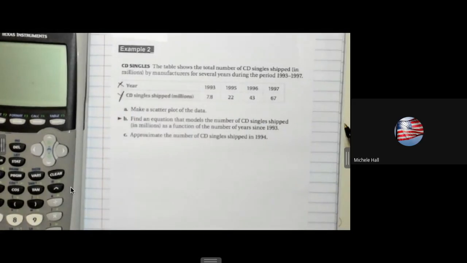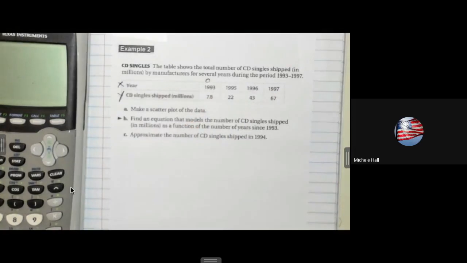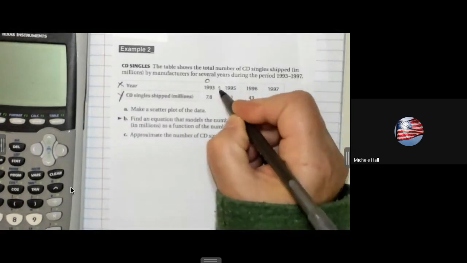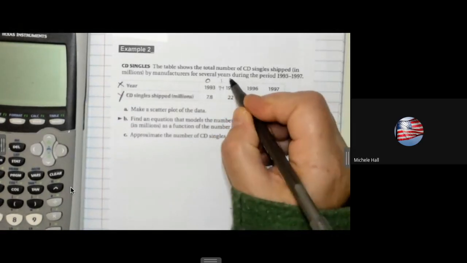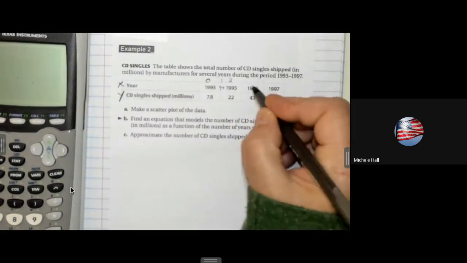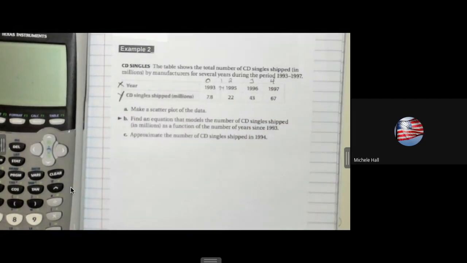What do I use? I start with 0. What's the next one going to be? It's got to be 2. Because look, 93, 95. 94 is actually 1, but that was the biggest thing right there, that 95 was going to be 2, 96 is 3, and 97. That's why I like this one, because it doesn't go in order.